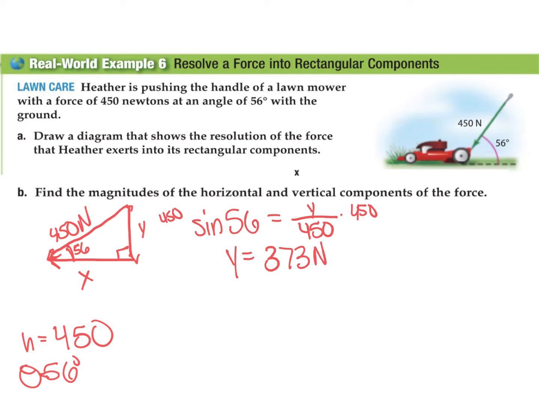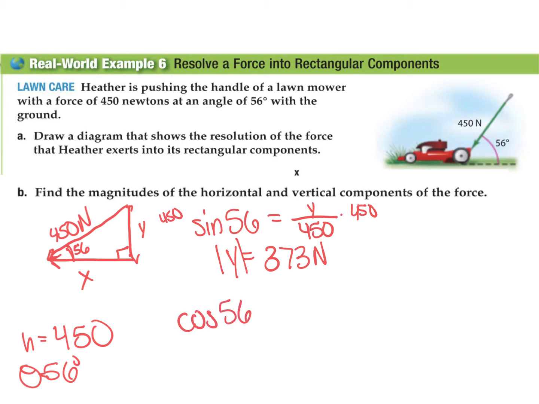Okay, it's important to say the absolute value because you could get a negative number, but we're talking about a vector in newtons, and so it needs to be positive because we've got that positive hypotenuse of 450. Okay, so that's y. Cosine is going to take care of x.